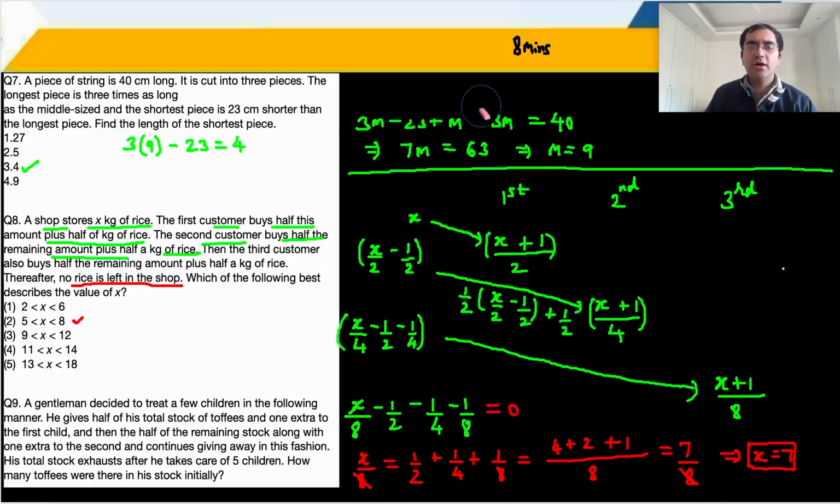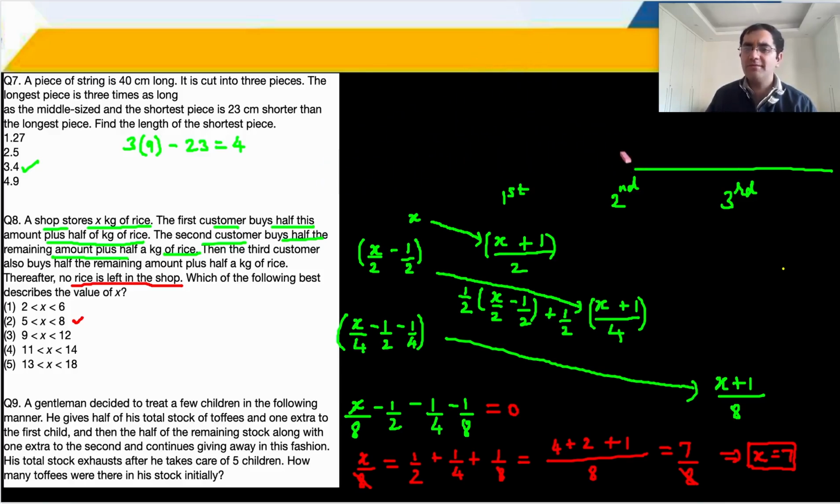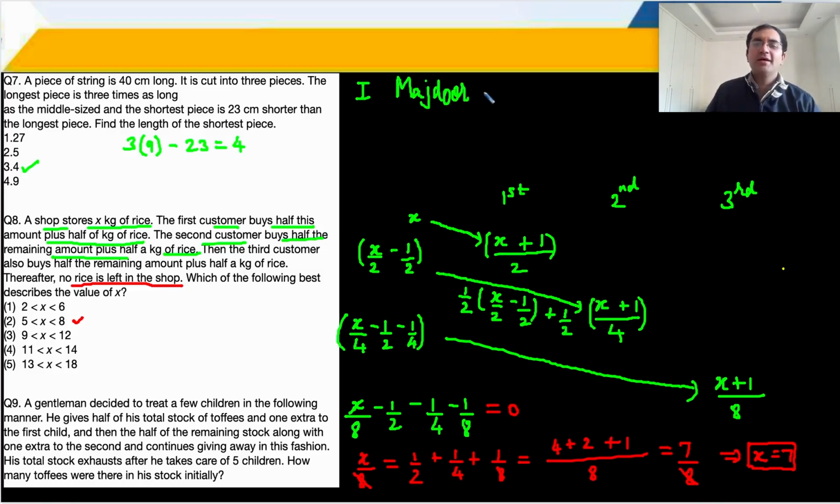Okay? This is a long, manual, tedious method, and from exam point of view, this is not at all suitable. So we'll call this method number 1. We will call this the Majdoor method, because it's a very manual approach. You are basically working like a laborer, putting brick by brick, and this is not suitable for the exam. So we need something better.